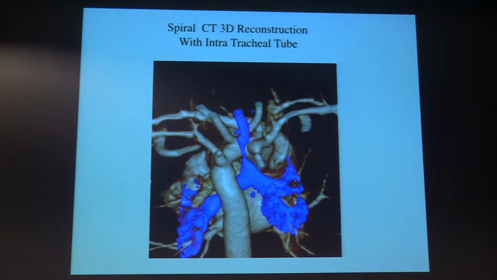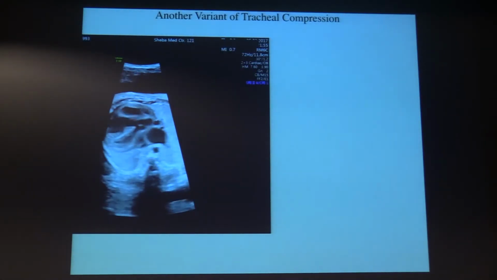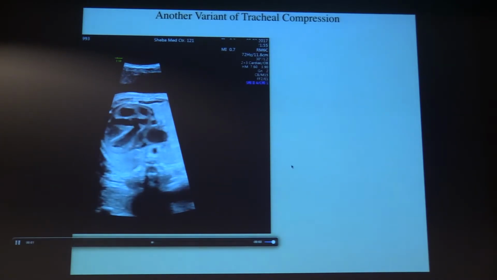You can see here the reconstruction of the trachea, and I'm sure Ishai will show you better images of the reconstruction with the very compressed trachea. Finally, this neonate died after a prolonged hospitalization in the intensive care unit after surgery.